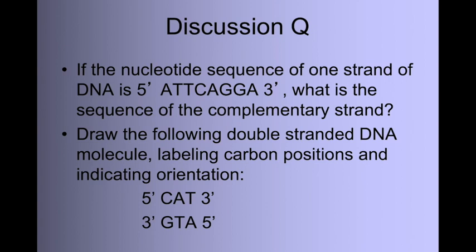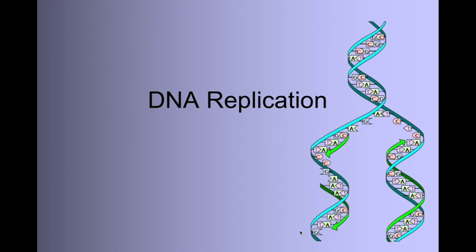So you should be able to work through this one. We'll do it together as a discussion during lecture time. If the nucleotide sequence of one strand of DNA is this, what is the sequence of the complementary strand? And then the second part here, I definitely want you guys to be able to do this. Draw the following double-stranded DNA molecule, labeling carbon positions and indicating orientation. So practice that one on your own. For our lecture, we'll do this one in class also. And for our online lectures, we'll do this one on our Zoom conferencing, and I'll have you guys submit this one too. Do the process of DNA replication.